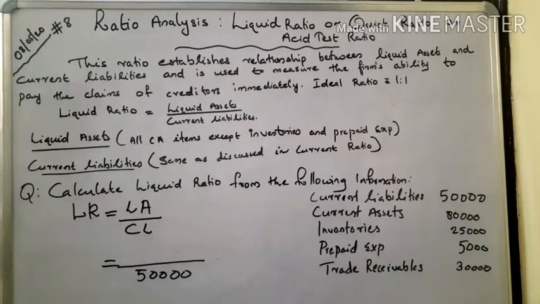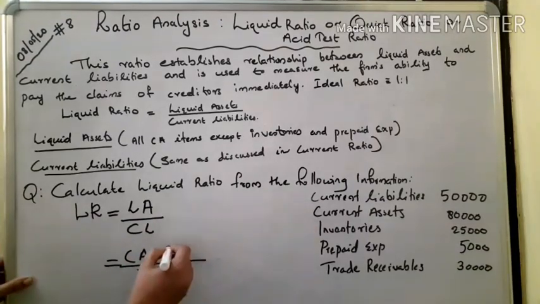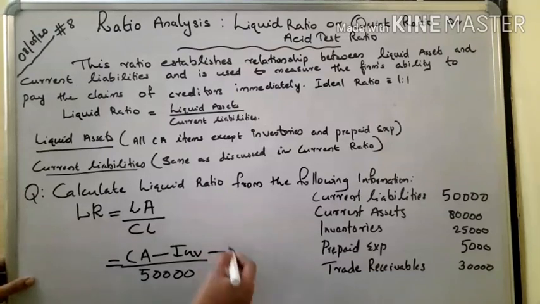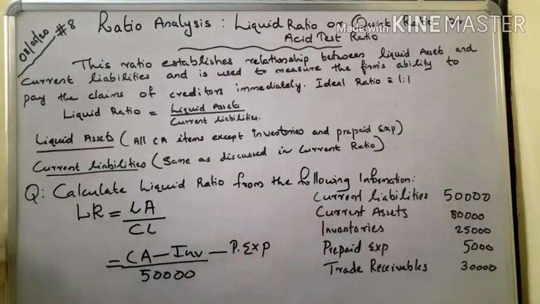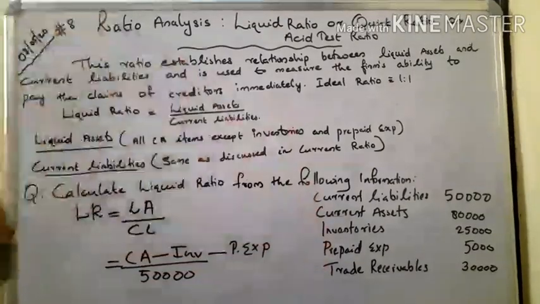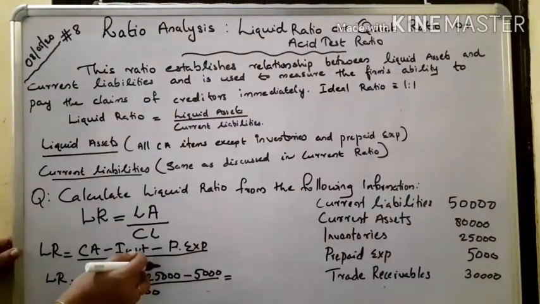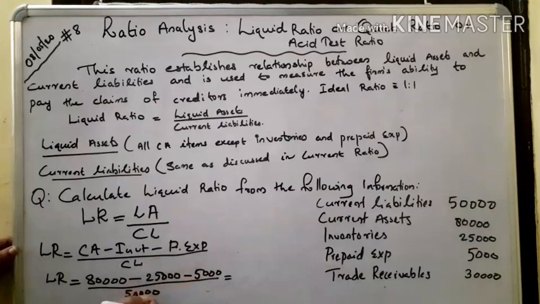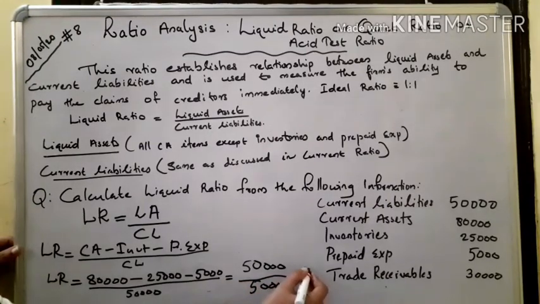Trade receivables, prepaid expenses and inventories are all already included in the current assets. Then what are the items we can remove from that? That is total current assets minus inventories minus prepaid expenses, because trade receivables are included in liquid assets and that amount is already included in the current assets. Liquid ratio is equal to current assets, 80,000, minus inventories 25,000, minus prepaid expenses 5,000, divided by 50,000. So 50,000 divided by 50,000 is equal to 1:1.